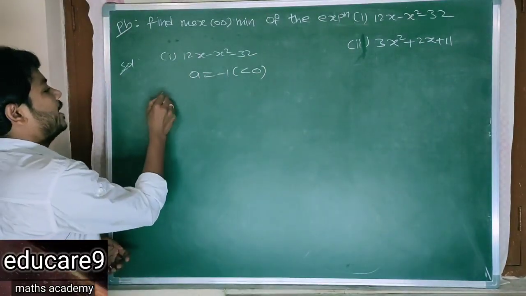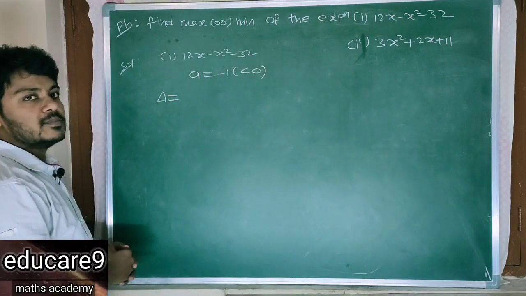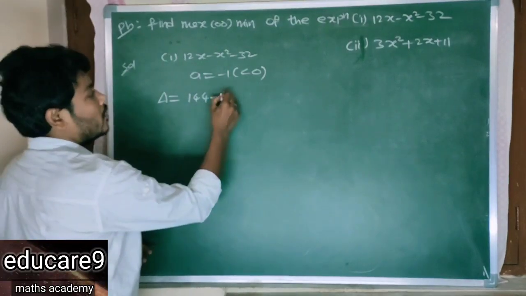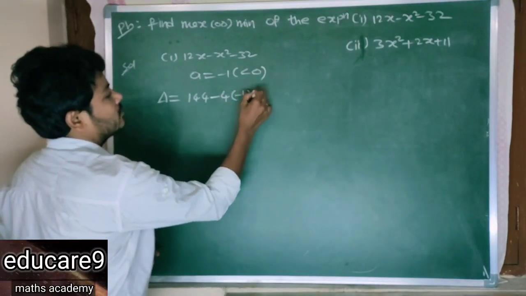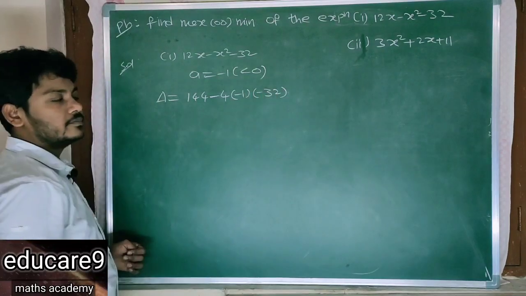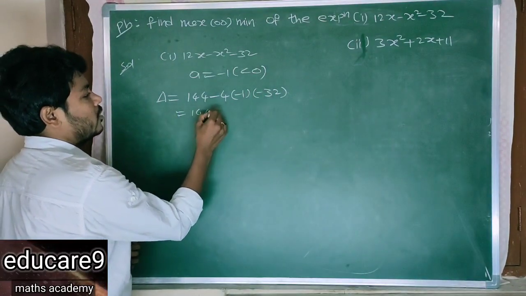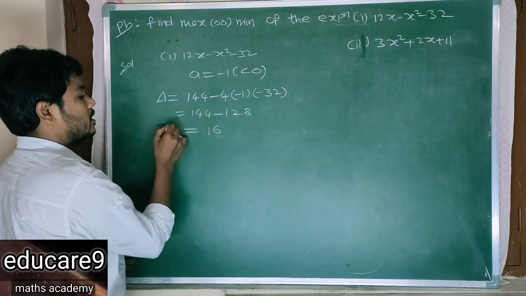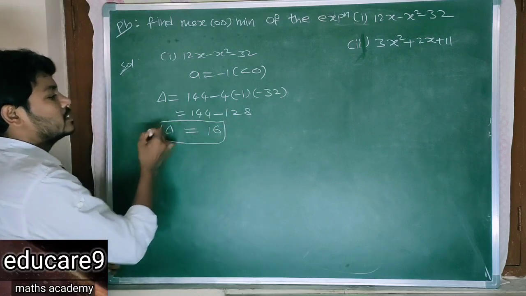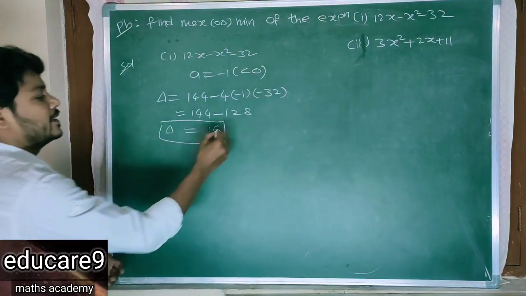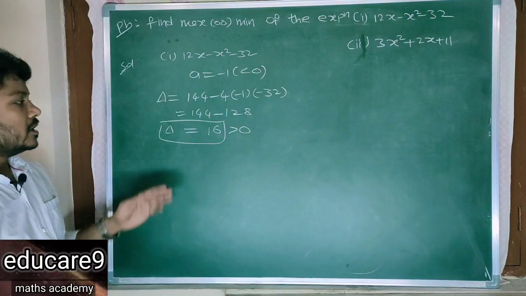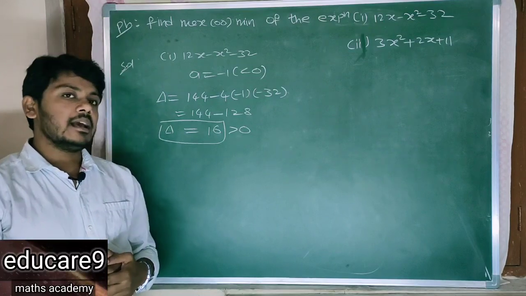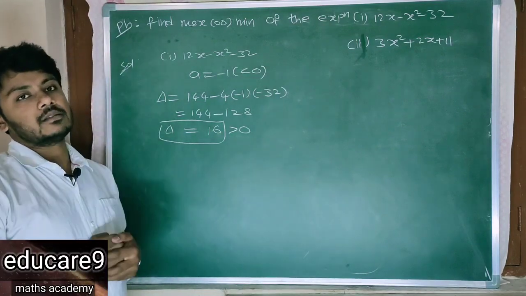See here, find delta. Delta is b square minus 4ac, that is 144 minus 4 into minus 1 into minus 32. So this is 144 minus 128. This is how much? 16. So delta is 16, which means it is greater than 0. Delta is greater than 0. So clearly the graph touches the x-axis at two distinct points.